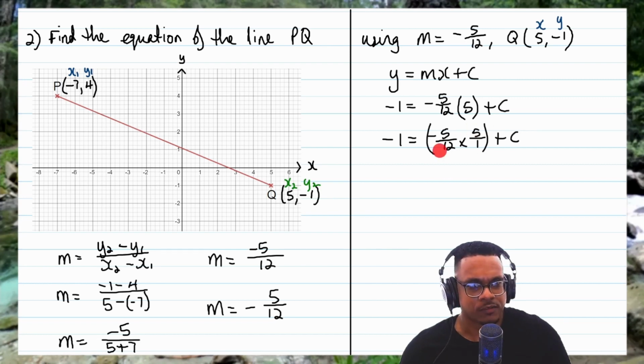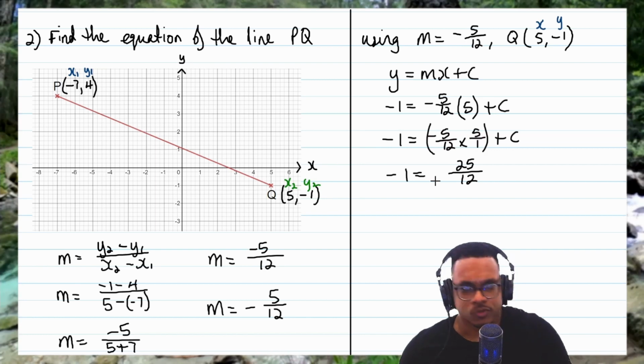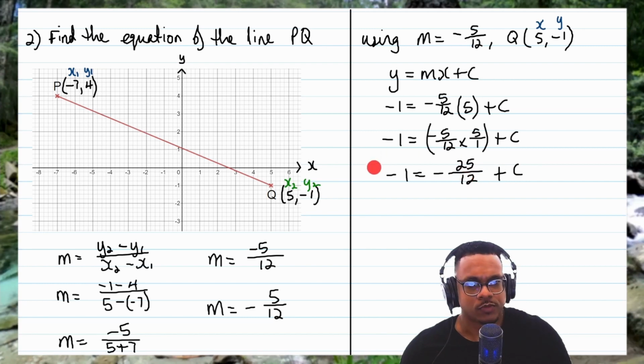So as you can see here, nothing would cancel. So I'll multiply this 5 by 5 and this 12 by 1. So I have -1 is equal to, 5 by 5 is 25, and 12 by 1 is 12. And we are multiplying a negative number by a positive number, so our answer would be negative. Now I'll solve for c. So I'll transfer this -25/12 across the equal sign, and the sign in front of it will change from negative to positive. So I'll have -1 plus 25 divided by 12 is equal to c.